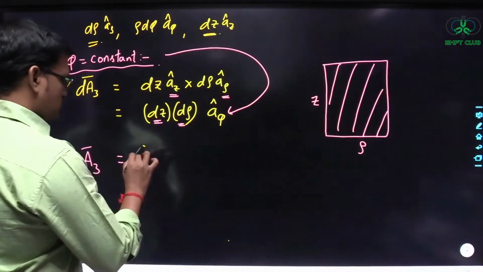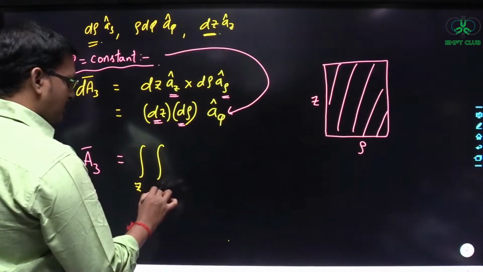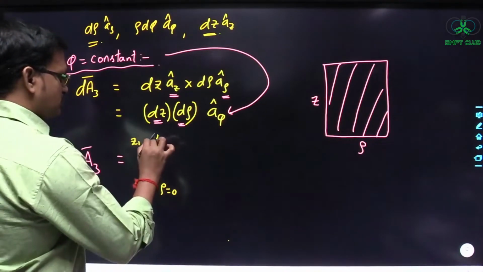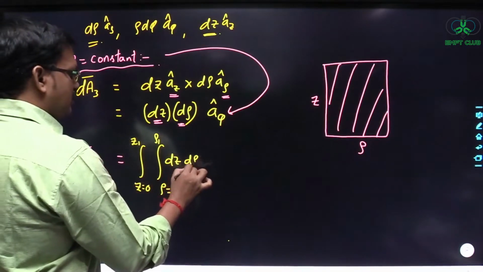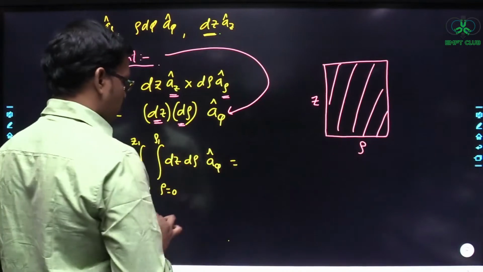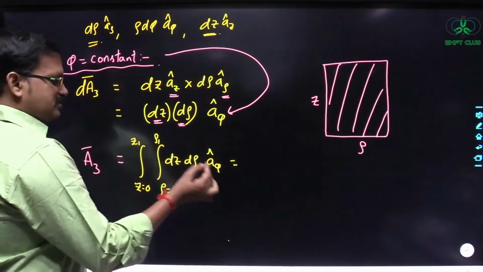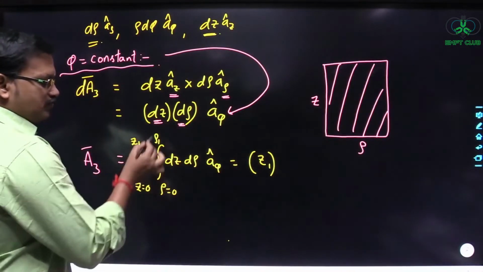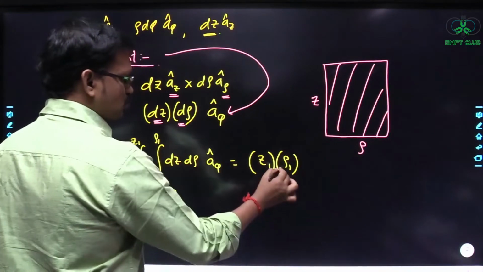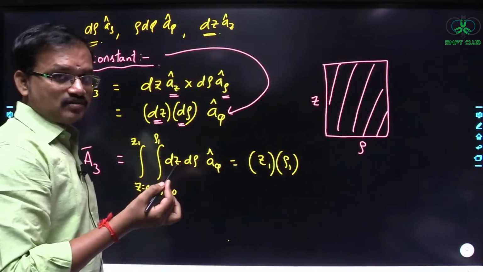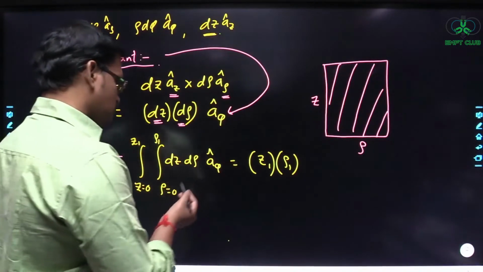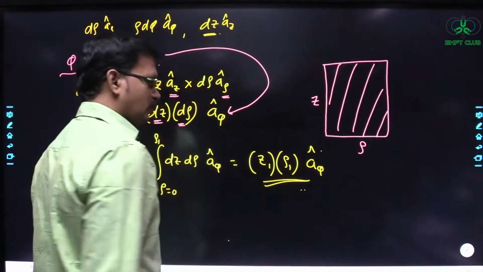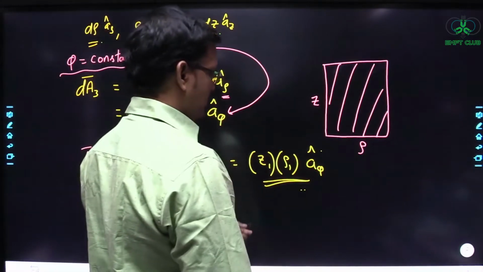Now integrate with respect to z and with respect to rho. Let us say z is varying from 0 to z1 and rho is varying from 0 to rho1. Here dz d rho a phi cap, which is equivalent to: integral dz is z, and if you substitute the range, I am going to get z1; integral d rho is rho, and if you substitute the range, I am going to get rho1. So rho1 into z1 is nothing but the surface area of a rectangle. Understood? And its direction is a phi cap. So rho1 z1 into a phi cap represents the surface area of a rectangle.